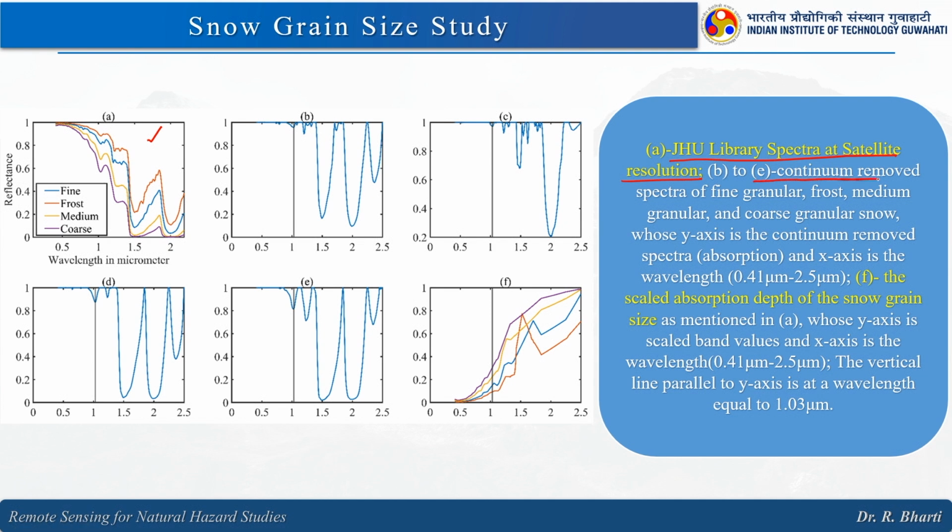B to E is the continuum removed spectra of fine granular, frost, medium granular and coarse granular snow, whose y axis is the continuum removed spectra. You can see the continuum removed is here, 1 is the maximum value and all the spectra are coming from 1. Then the scaled absorption depth of the snow grain size is given in F, whose y axis is the scaled band value and x axis is the wavelength. The vertical line parallel to the y axis is at wavelength equal to 1.03.